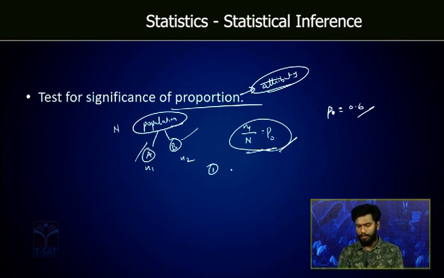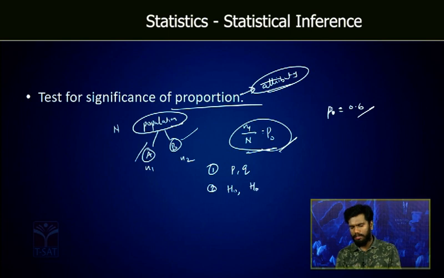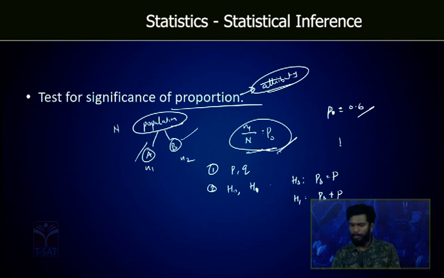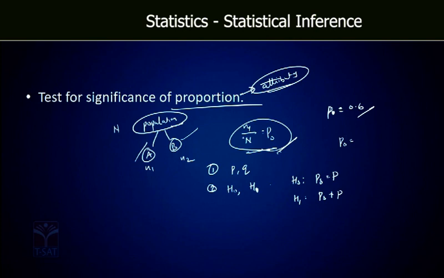The first step is that we have to know about the parameters which we are testing, that is the proportion parameters P and Q, and next is the null hypothesis and the alternative hypothesis. Null hypothesis, we say that P naught is equal to P, and the alternate hypothesis is that P naught is not equal to P. Now what is the proportion P naught? It is the proportion of the people who are reading newspaper A. Now what is the proportion of the people who are not reading newspaper A? It is 1 minus n1 by n.